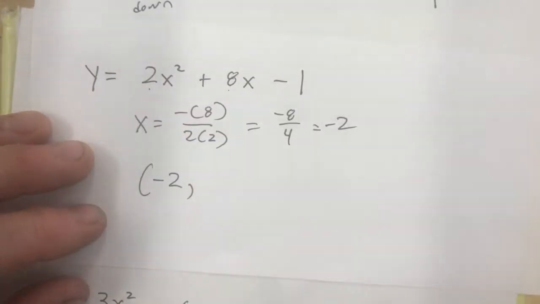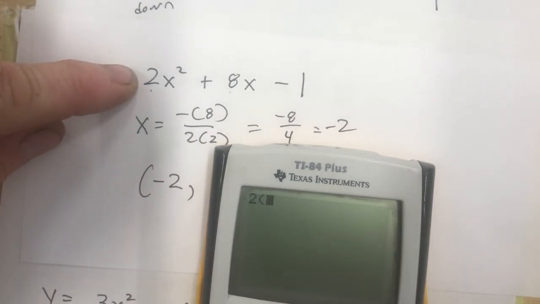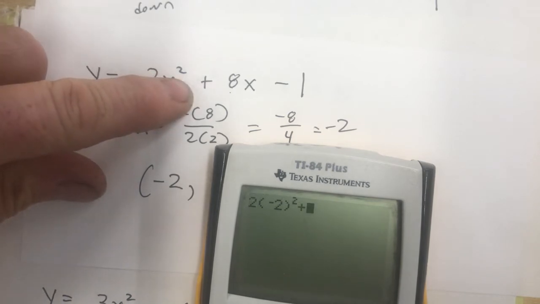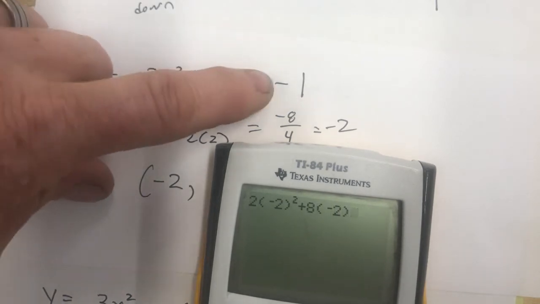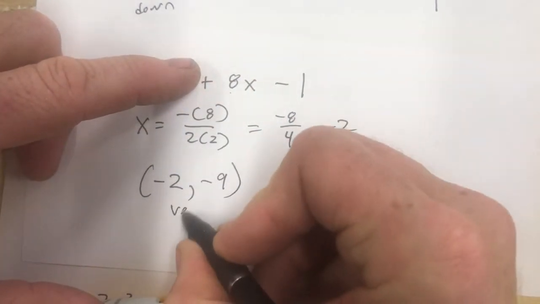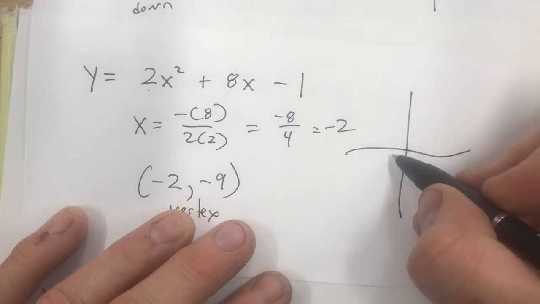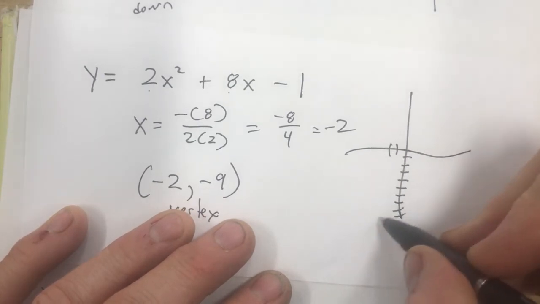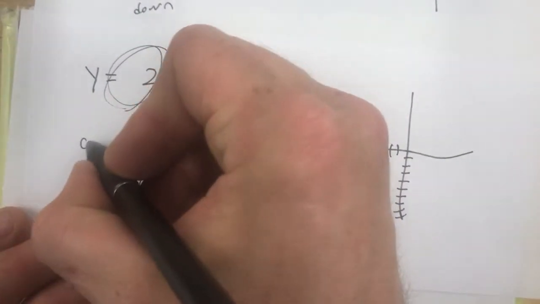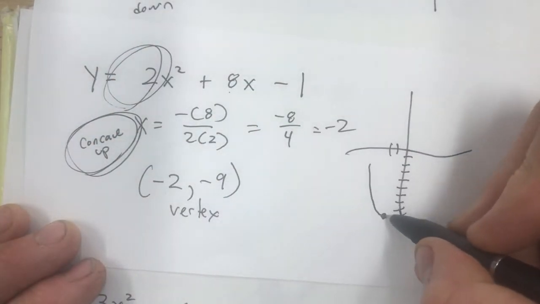Now, I take -2 and put it in. When you do this one, I've got a 2 here, and in parentheses, -2, then squared, and then plus 8, and in parentheses, -2 again, and then -1. What do I get? -9. That's my vertex. Which means on this graph, -2, -9, right there's my vertex. And in front here, it's positive, so it's concave up, which means it's going to do that.